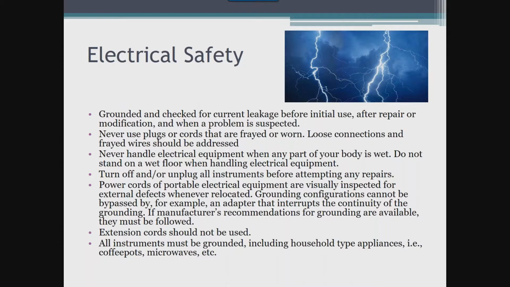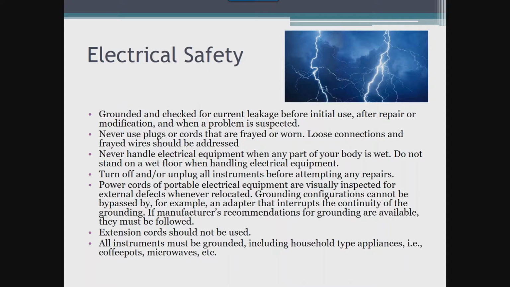Laboratory instruments and appliances must be adequately grounded and checked for current leakage before initial use, after repair or modification, and when a problem is suspected. Plugs or cords should regularly be checked to ensure that they are not frayed or worn, and if they are, they must not be used.